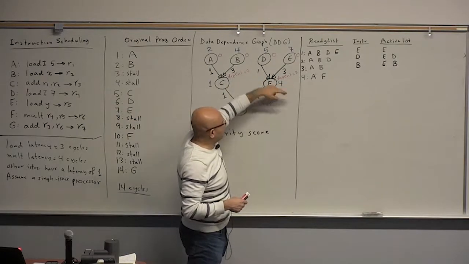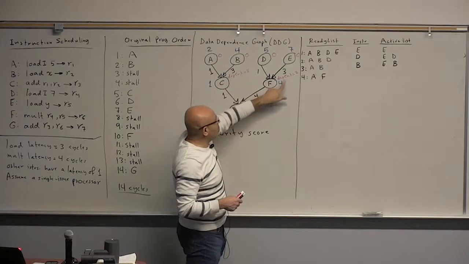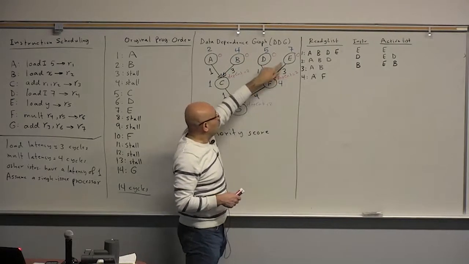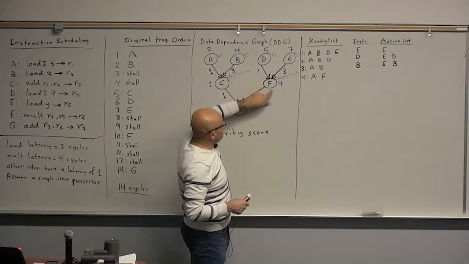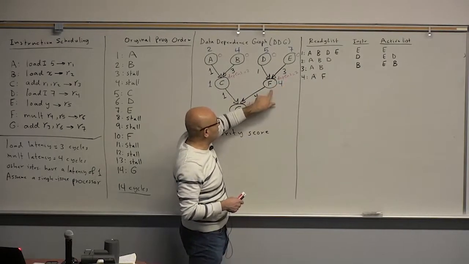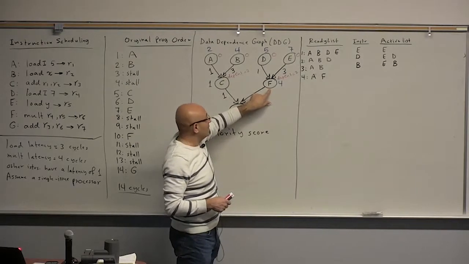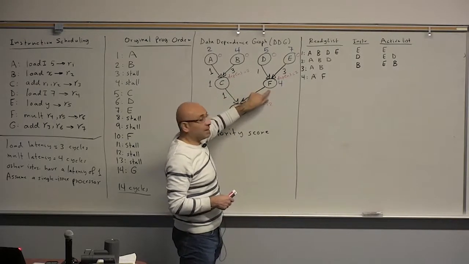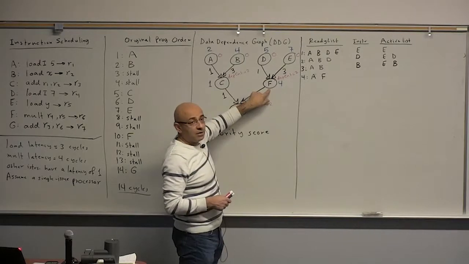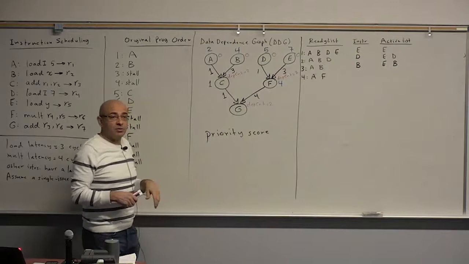So when D became inactive, it decremented the dependence count to 1. When E became inactive, it decremented the dependence count to 0. So when the dependence count of an instruction falls to 0, the instruction becomes ready. So the dependence count of F becomes 0 in cycle 4 when both D and E are inactive or complete.